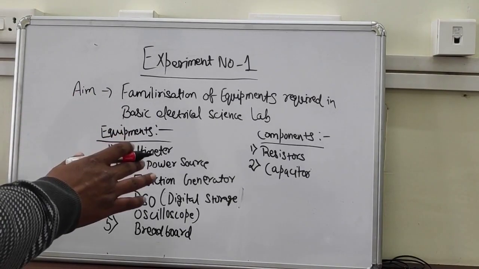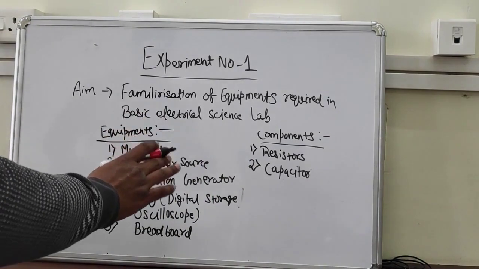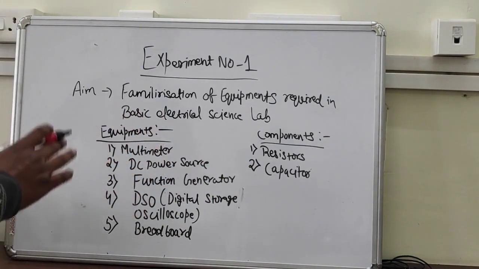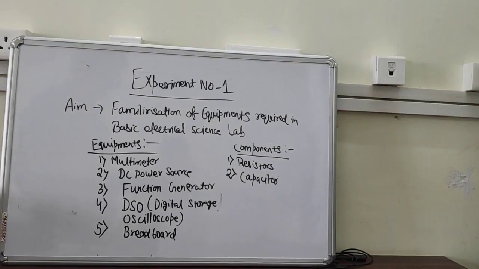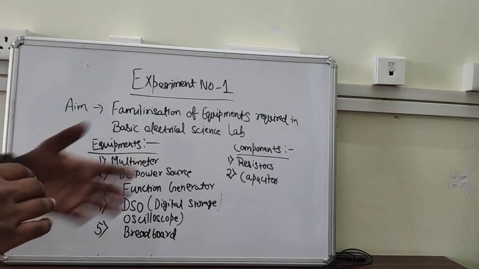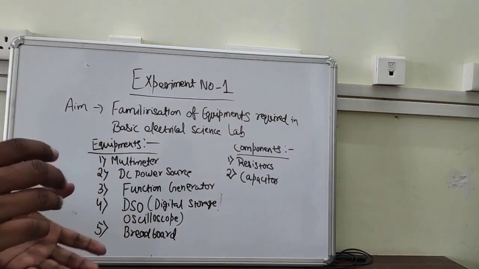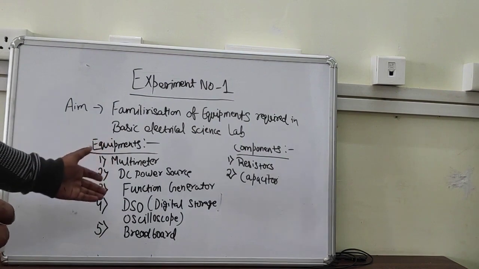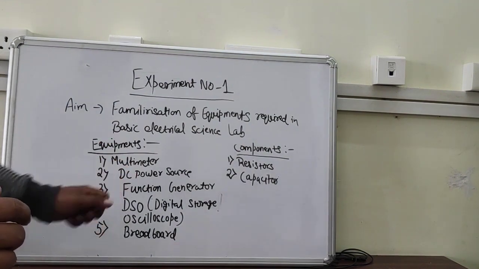Basic electrical science lab, we need only these two components and these equipments. So now we will move on to our hardware parts. I will show you what the hardwares are, how they look, what their functions are and other things.